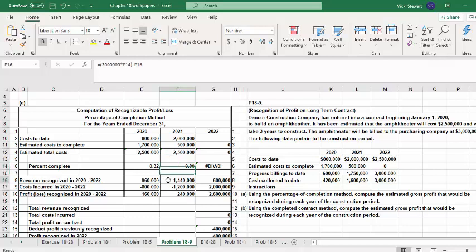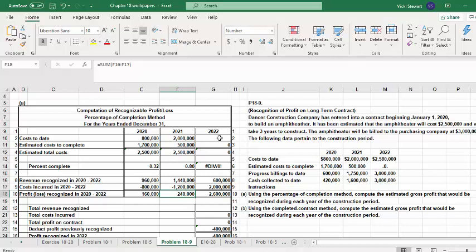To determine the amount of revenue to be recognized on the contract, we take the $3 million and multiply it by the percentage complete, at this point 80%, and then we subtract the amount of revenue that we recognized in 2020. So this is the net amount that we would recognize in 2021. We would also recognize expenses for the cost incurred in 2021, which is $1,200,000, and we would recognize $240,000 of gross profit.